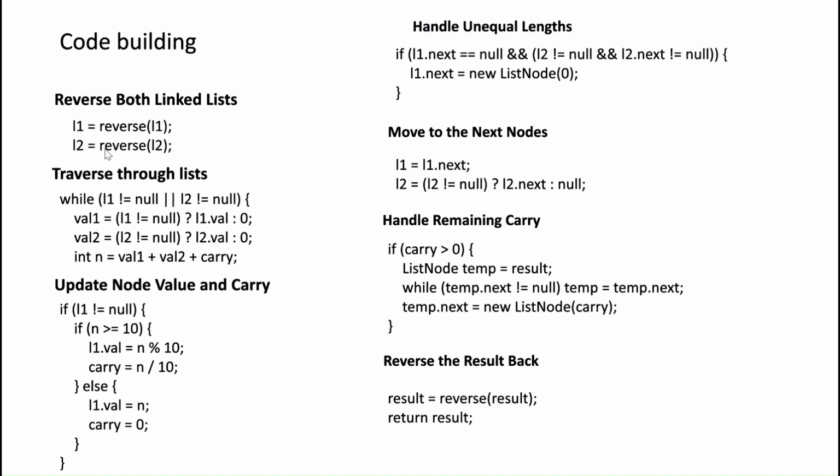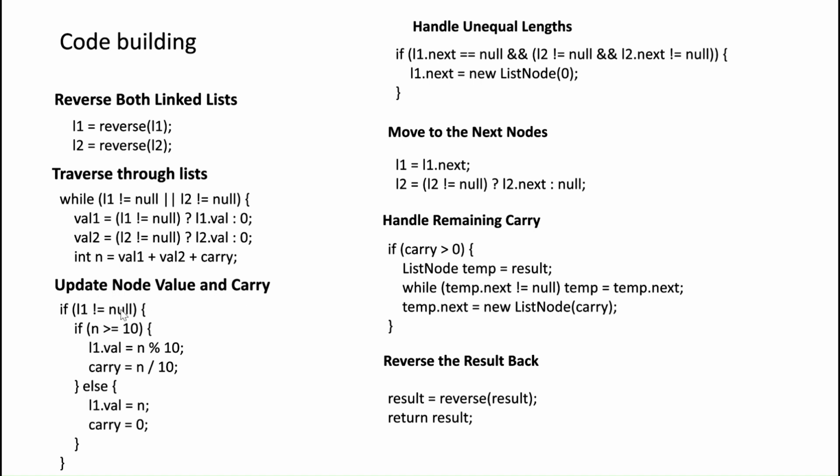Okay, simply we are traversing. See, if L1 or L2 completes its traversal, even though the other one still exists, we still have to continue our traversal. Okay, we are tracking their values. If L1 is not null, then it might have a value, so we take that value. If it's null, then we take 0. That's all happening here, and we are adding it all and keeping it in n. Okay, then updating node value and carry.